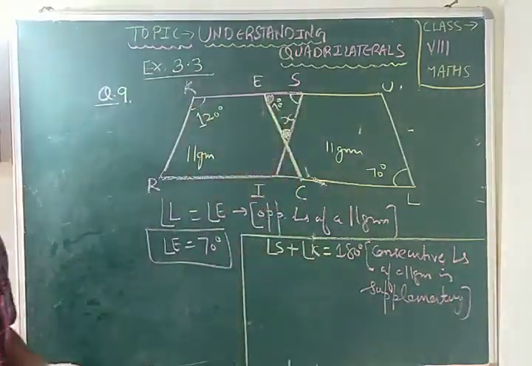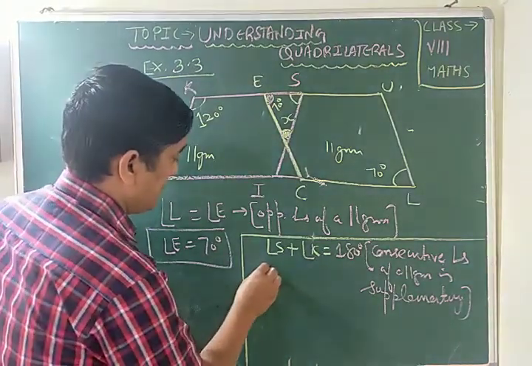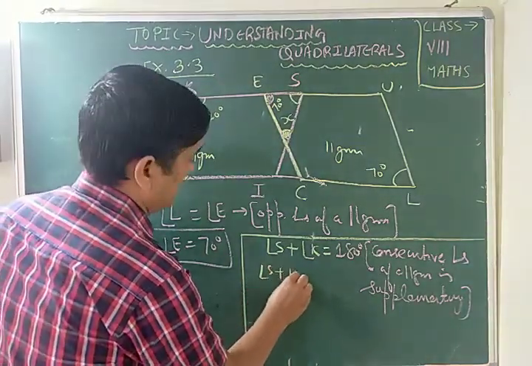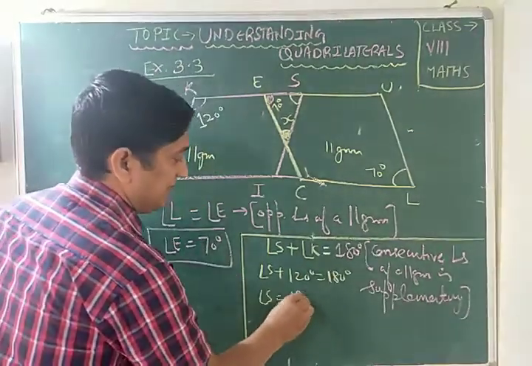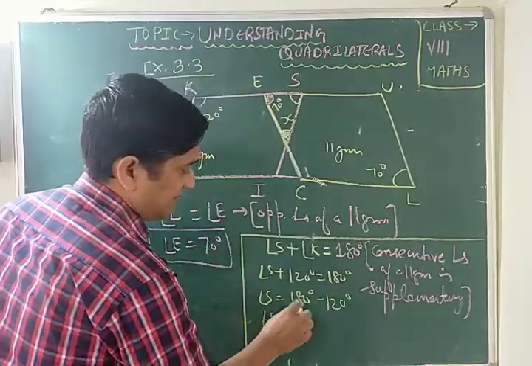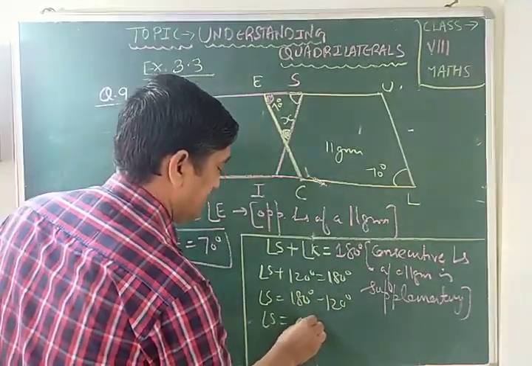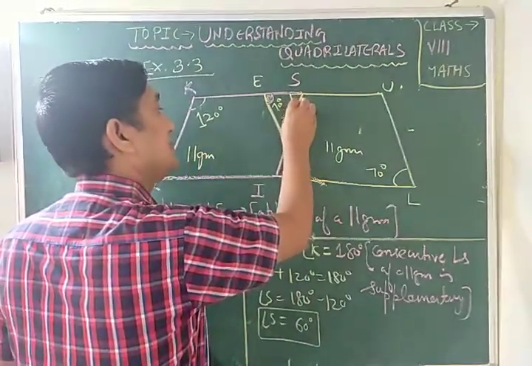Supplementary means the sum is 180 degrees. The sum of the two angles is 180 degrees. Now it becomes angle S plus 120 degrees equals 180 degrees. Angle S equals 180 minus 120, which is 60 degrees. Now we can write down here, this is 60 degrees.